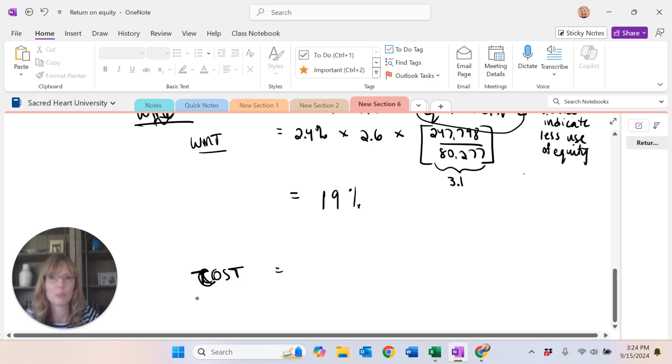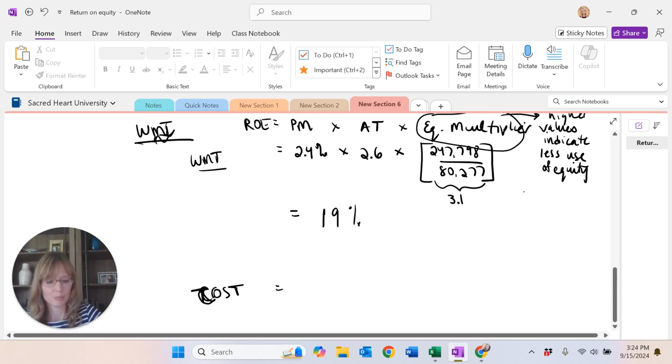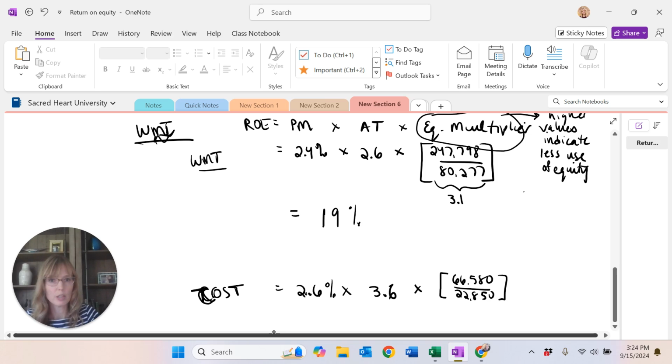Costco had profit margin 2.6. Okay, so better than Walmart. Asset turnover 3.6. Again, better than that of Walmart. And Costco's equity multiplier: 66,580 in assets, 22,850 in total stockholders' equity. So Costco's equity multiplier is 2.9. So it's just slightly lower than that of Walmart.